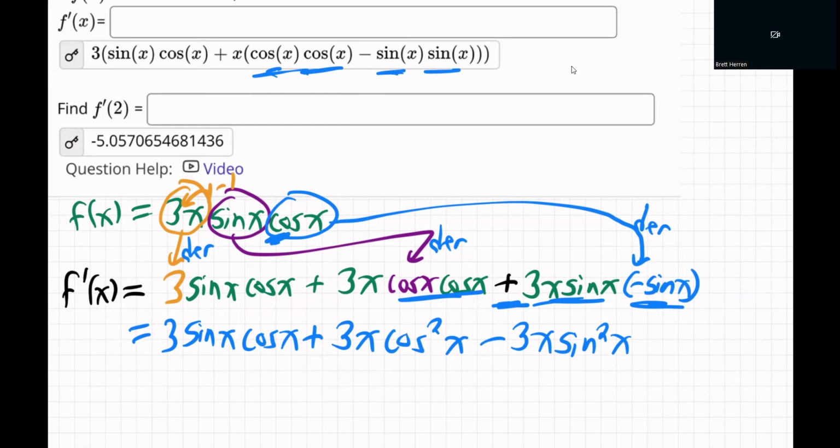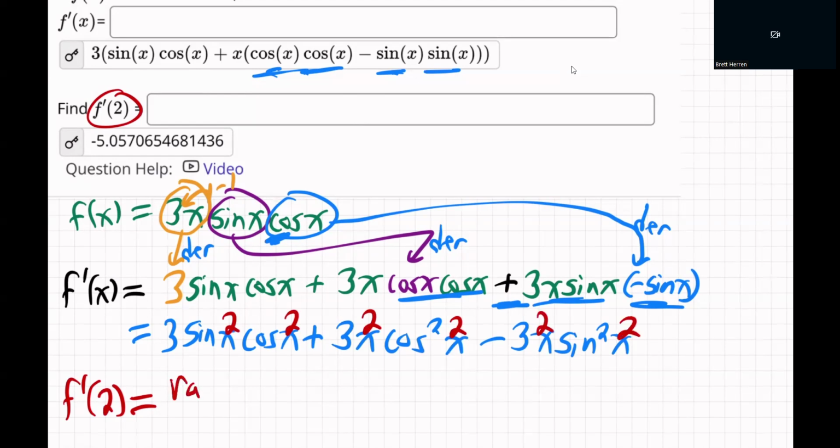That's a fine answer. And then the final part, take that derivative and plug in 2. So what does that mean? It means we're going to come up here and plug in a 2, plug in a 2, plug in a 2, and so on for every x.